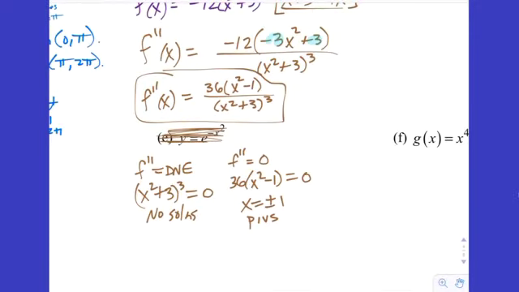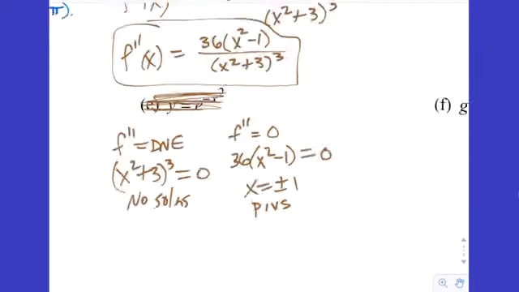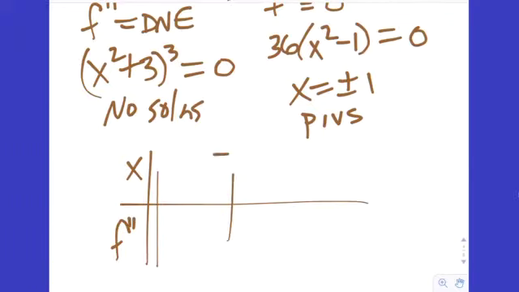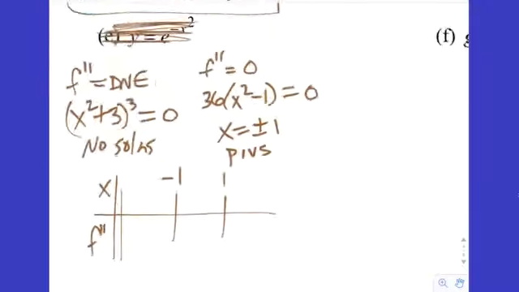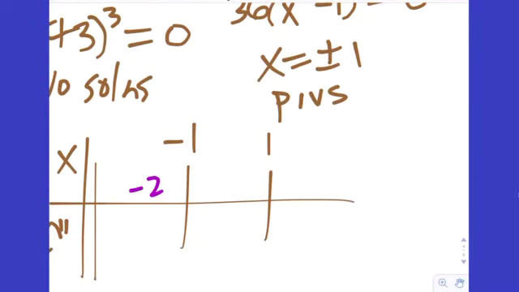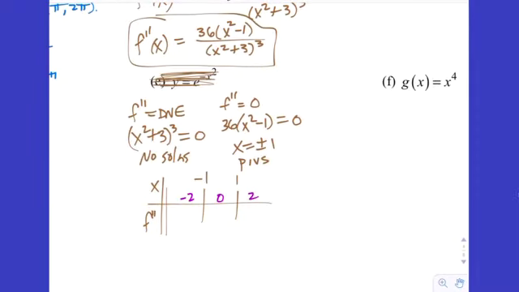All right, so now we're ready for the number line chart. Do we have any discontinuities? No. And only 2 PIVs, so that's going to give us 3 intervals to test. We got a negative 1 and a positive 1. Let's see, some values: negative 2, 0, and 2. I like those. And we're plugging them back into that version of f double prime.